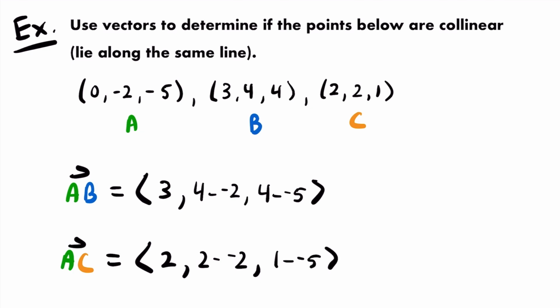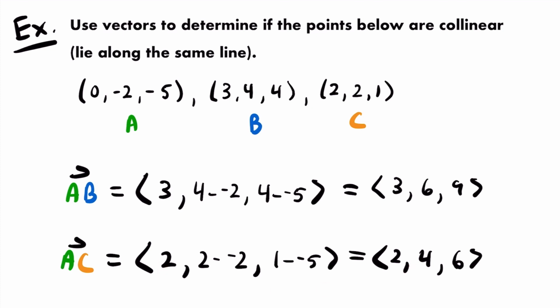All right, now let's simplify. This will be equal to the position vector of the point 3, 6, 9, right? We have 3, and then 4 minus negative 2 is the same as 4 plus 2, so that's 6. And 4 minus negative 5 is the same as 4 plus 5, which is 9. Okay, so that was vector AB. Now for vector AC, this will be equal to 2, 4, 6, right? We have 2, and then 2 minus negative 2 is the same as 2 plus 2, which is 4, and then 1 minus negative 5 is the same as 1 plus 5, so we have 6.